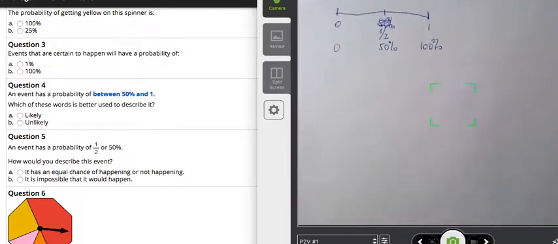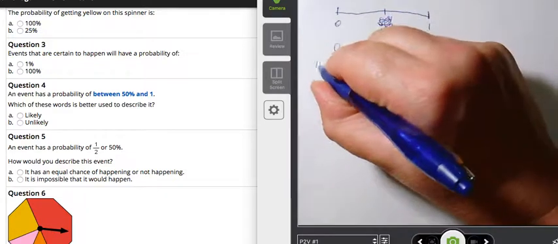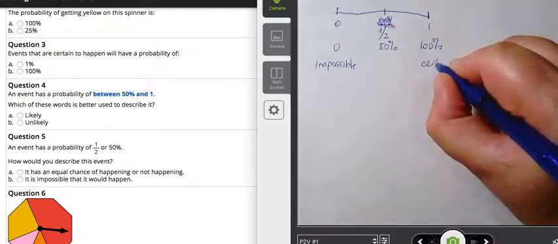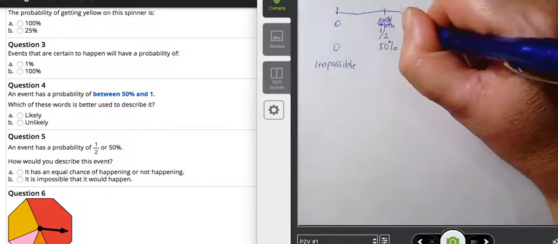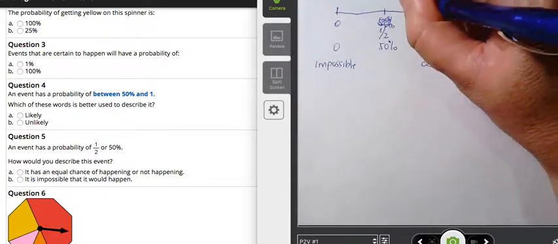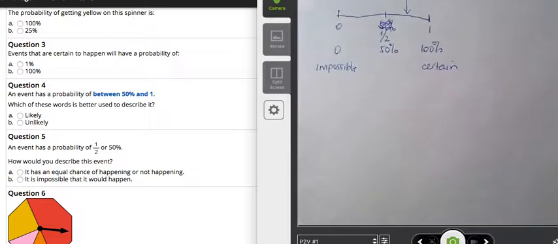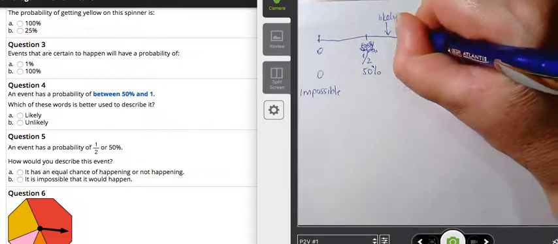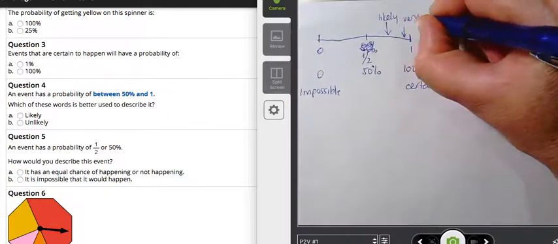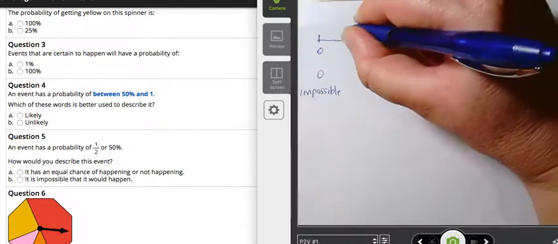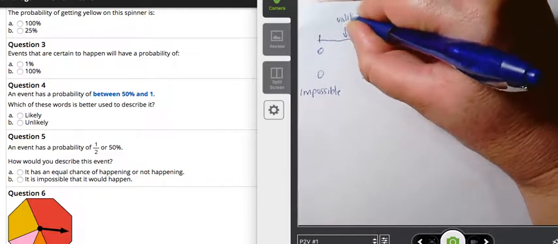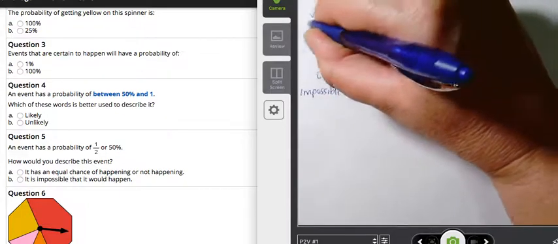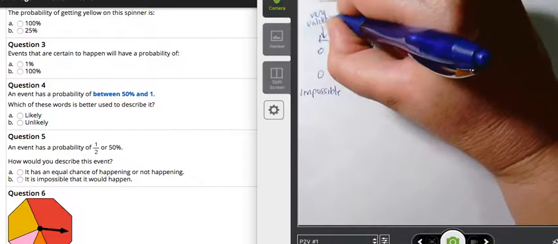Now, just using the language of probability, a probability of 0 is impossible. A probability of 100% is certain. And then if you're anywhere between 50% to 100%, or from a half to 1, that is likely. Of course, the closer you are to 1, that would be very likely. If you are less than 50%, we write that the probability is unlikely. And then if it's very close to 0, it's very unlikely.